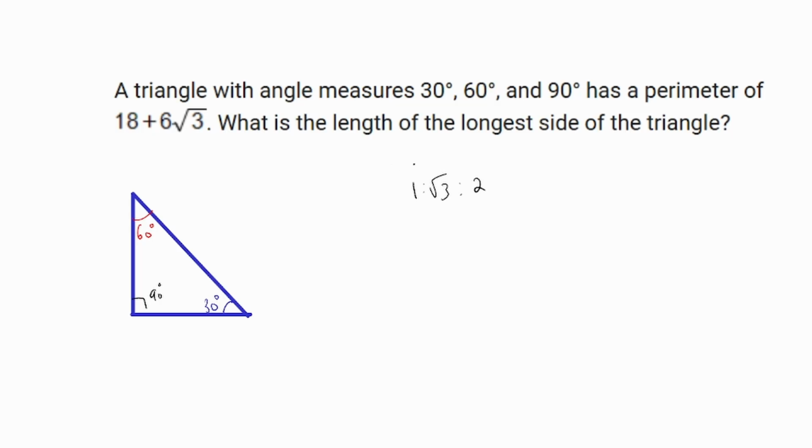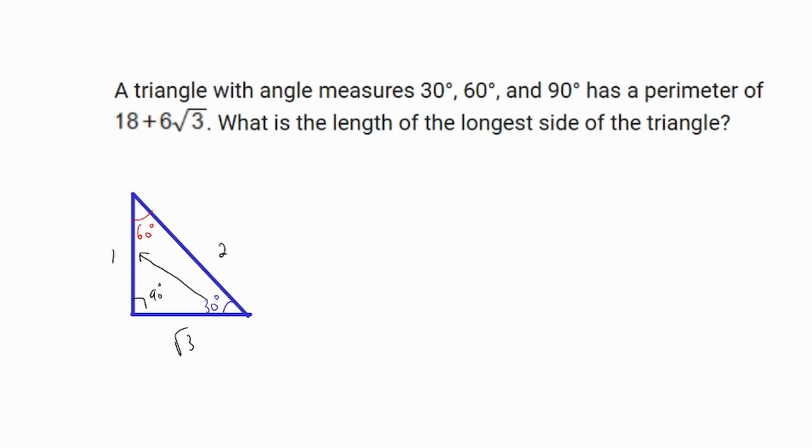Our first side, which is opposite to 30 degrees, would be 1. And then the side opposite to 60 degrees would be root 3. And the hypotenuse would be 2. So this is what our special triangle would look like in this case. This is the basis of this question. Without this, we can't progress much in the question.